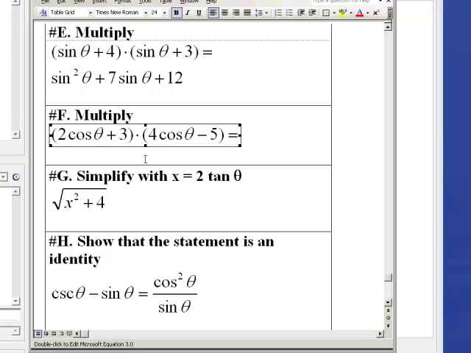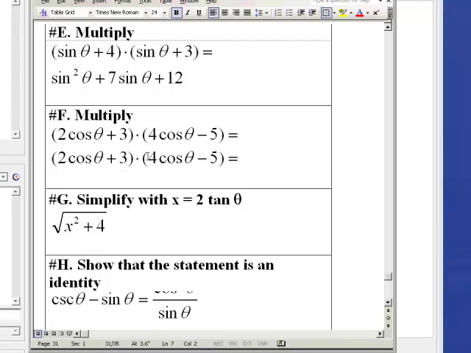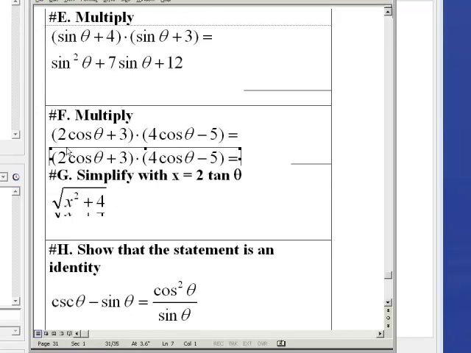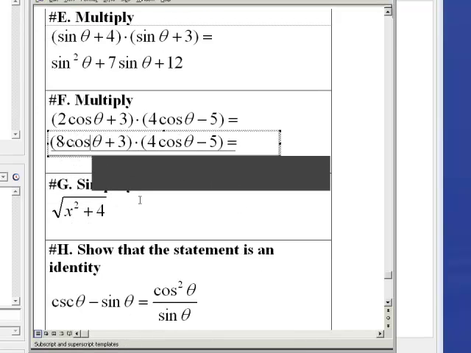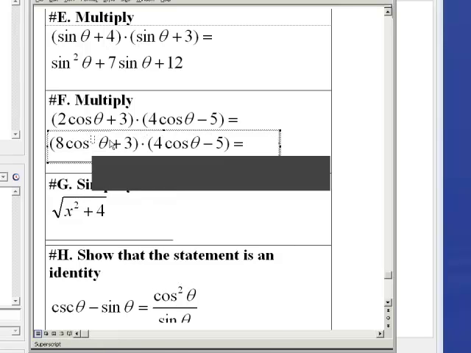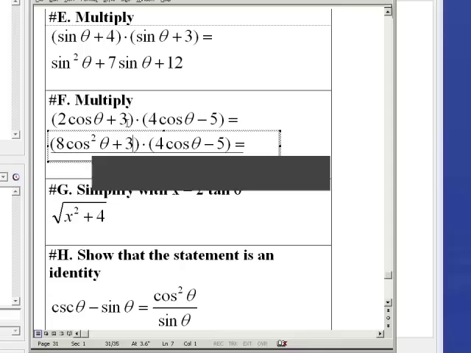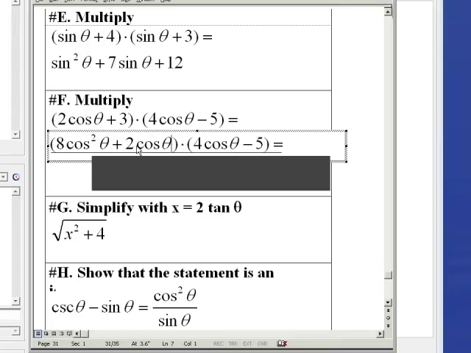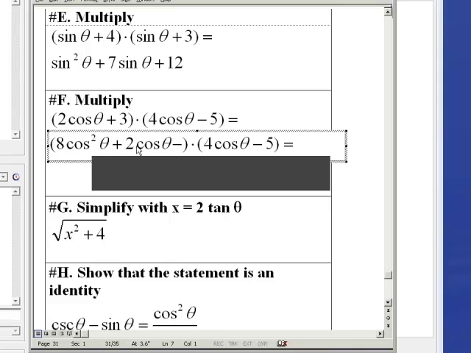On the next one, when we multiply, we're going to come up with 8 cosine squared. And then we're going to have minus 5 times 2 cosine theta, so minus 10 cosine theta, plus 3 times 4, so 12 cosine theta. So minus 10 plus 12 is 2 cosine theta. Minus 15.